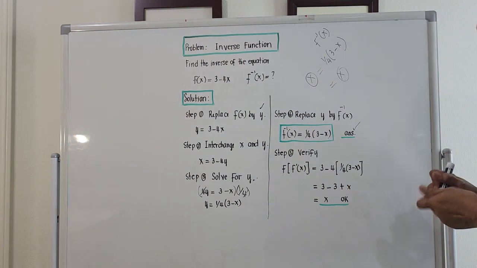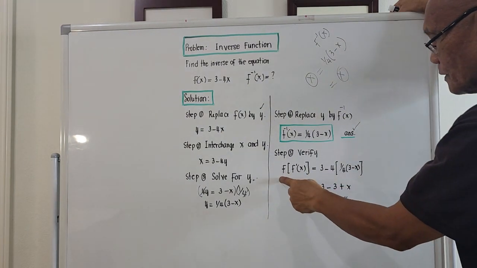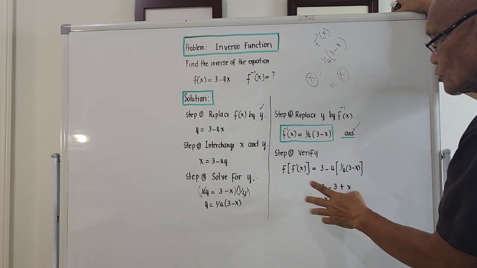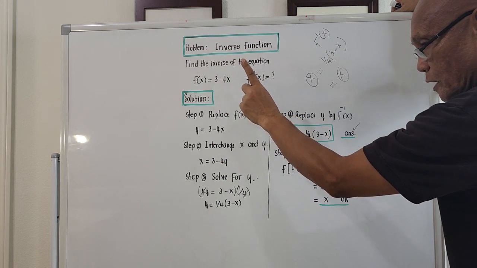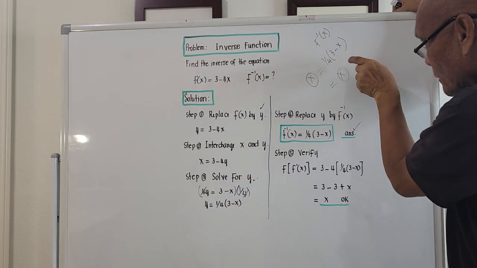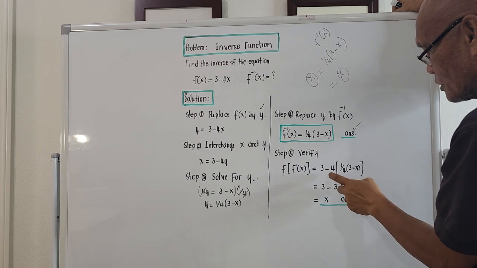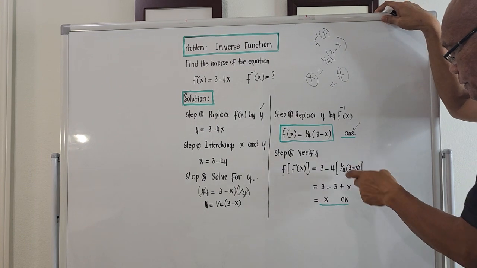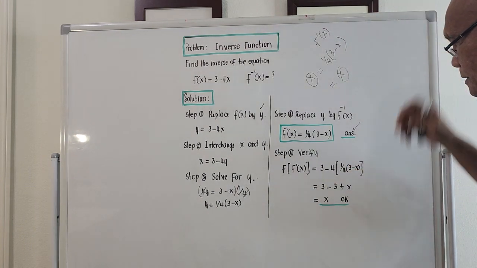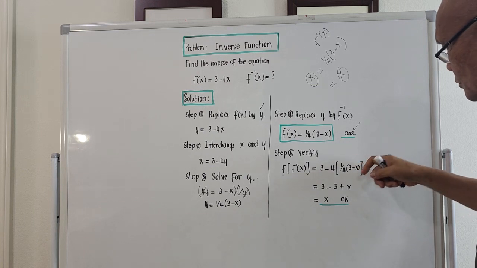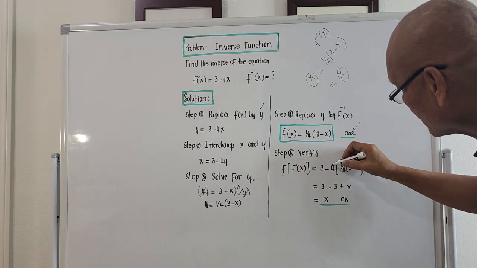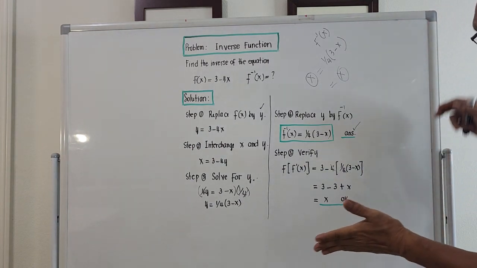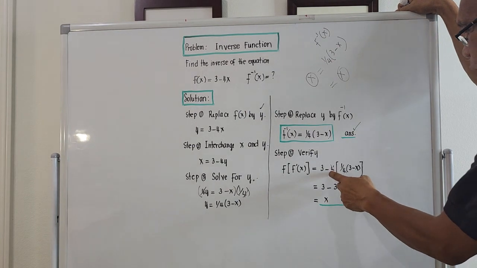Let's try to substitute. So f of the computed value of f inverse of x should be equal to, we follow this equation and replace all x by this value here. So this is 3 minus 4, open bracket, the computed value of the inverse function, which is 1/4 times the quantity 3 minus x, close bracket. Actually, this 4 here cancels with this, so what will remain will be simply 3.